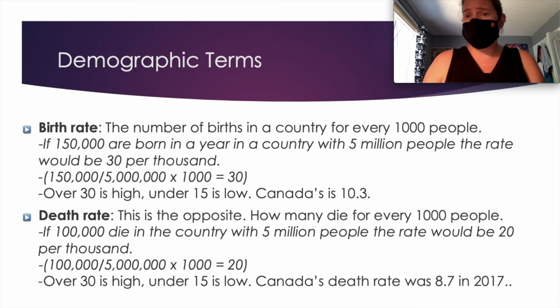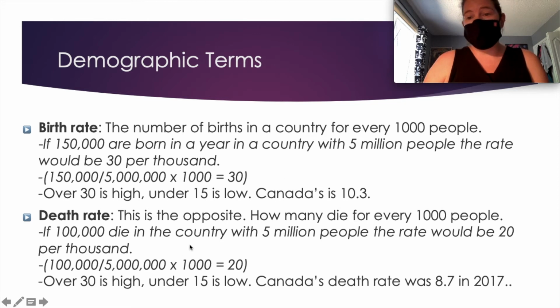Some more demographic terms we need to know. The birth rate. This is a little bit of math for you. It is the number of births of a country for every 1,000 people. For example, if you have 150,000 born in a year in a country with 5 million people, the rate would be 30 per 1,000. Because you take the number of births, divide by the population, times 1,000, and you get 30. Over 30 is high, under 15 is low. Canada is at 10.3, roughly.